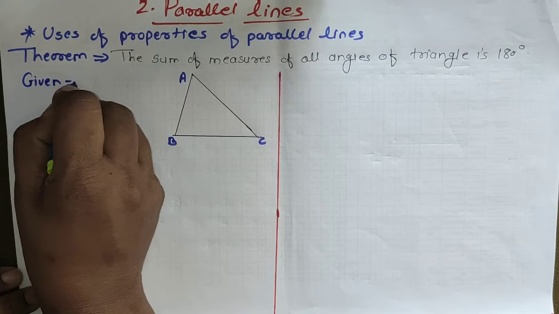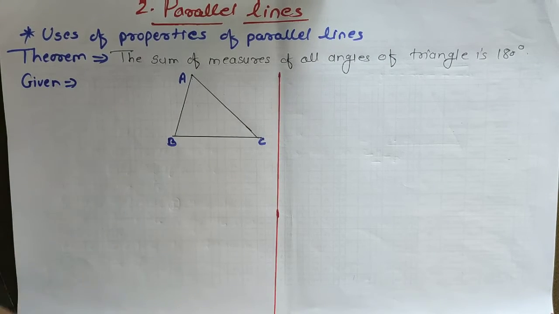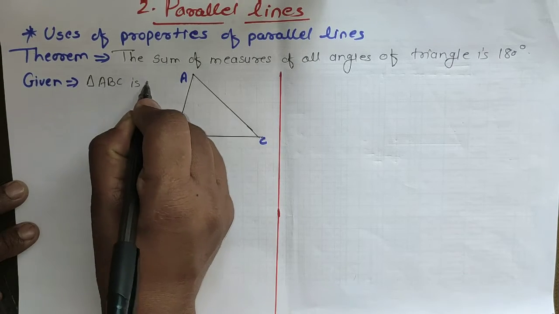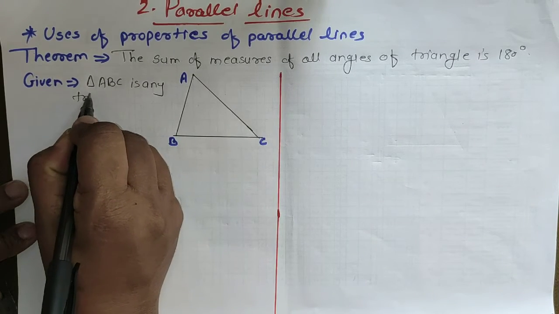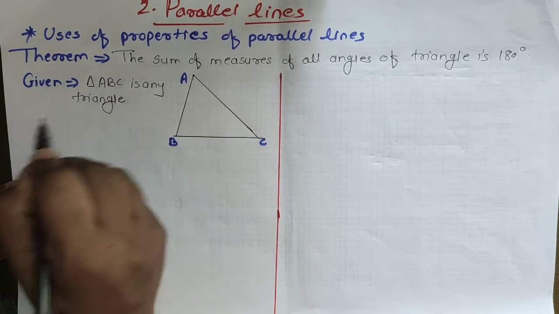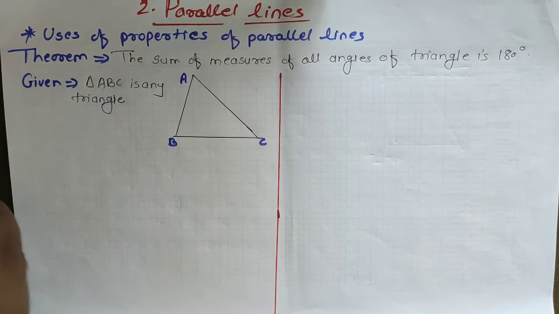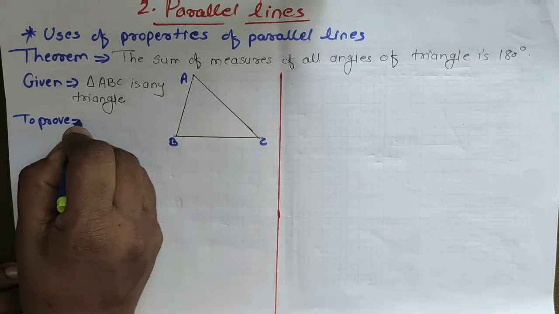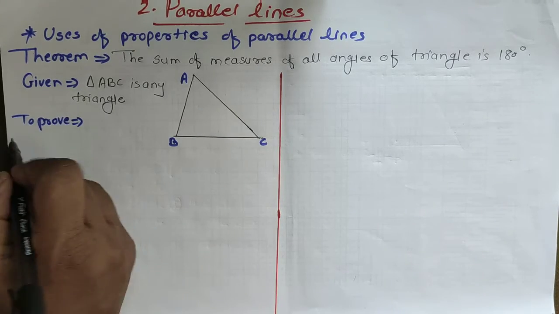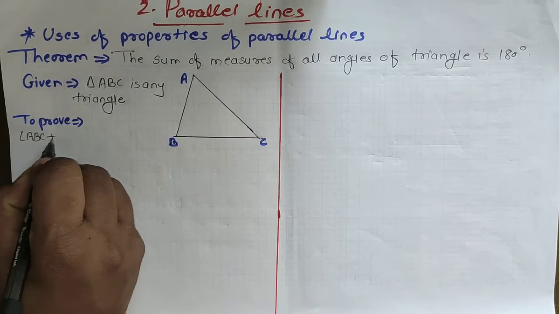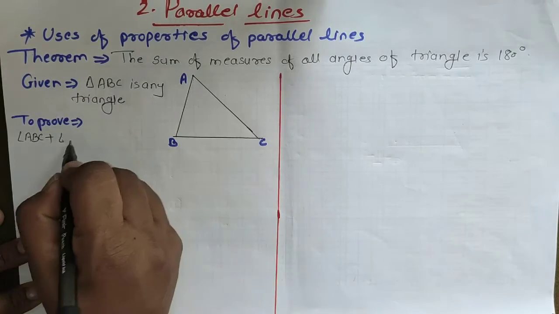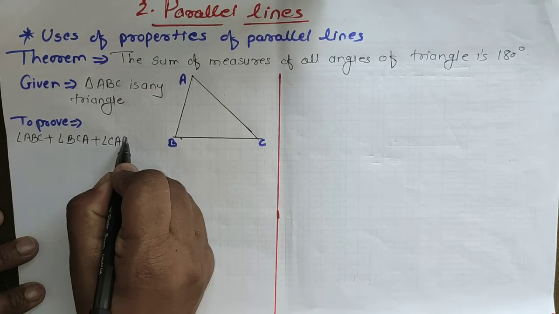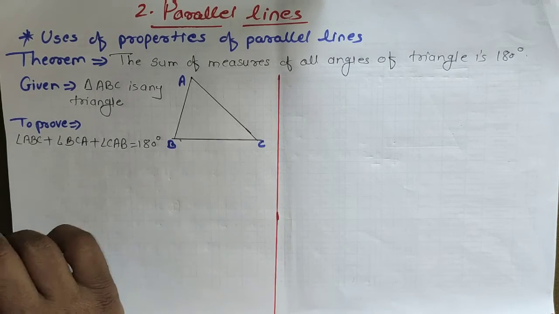As you know, for theorems, what we write at first is the given. Given: triangle ABC is any triangle. Any triangle means it may be acute angled, obtuse angled, or right angled. The next point of the theorem is to prove: angle ABC plus angle BCA plus angle CAB is equal to 180 degrees. That we have to prove.